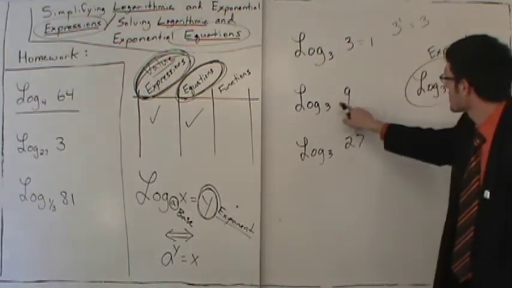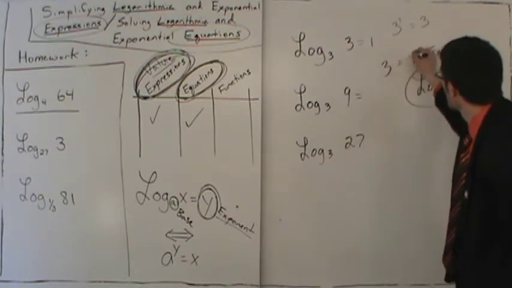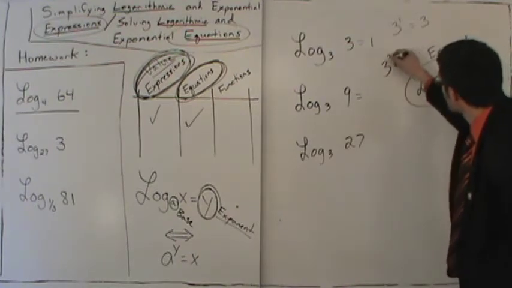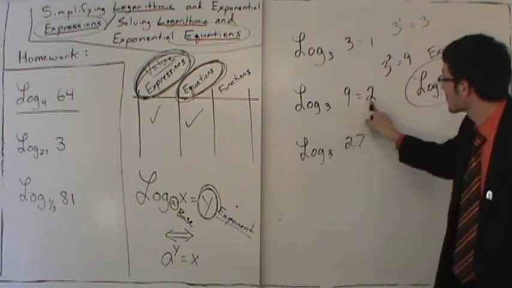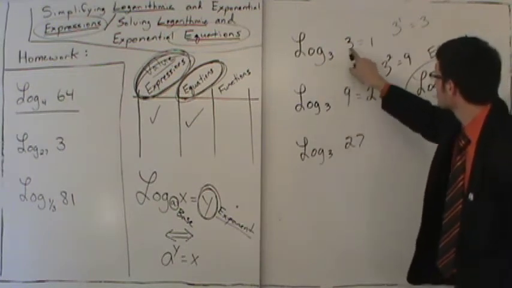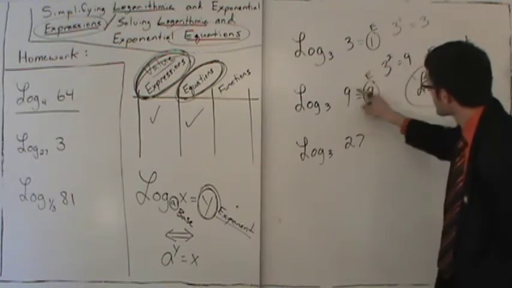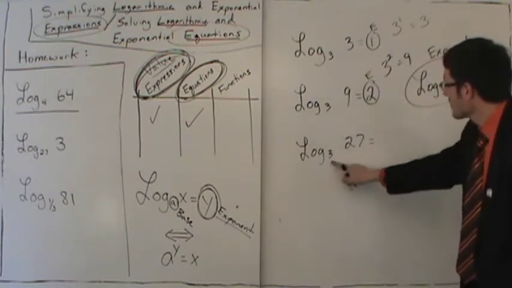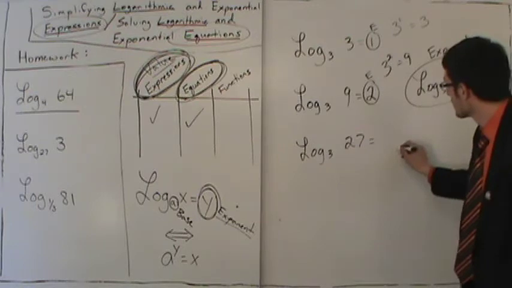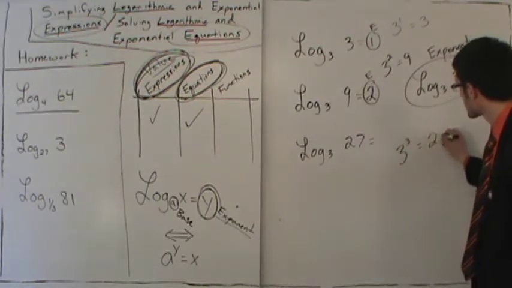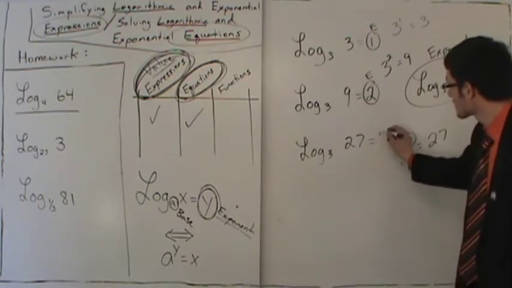3 to what power is 9? Well, that's 2, so the answer is 2. 3 squared is 9. You're reading it as 3 to the first power is 3. That's your exponent. This is your exponent. 3 to what power is 27? Well, 3 to the third power is 27, so our exponent, our answer, is 3.